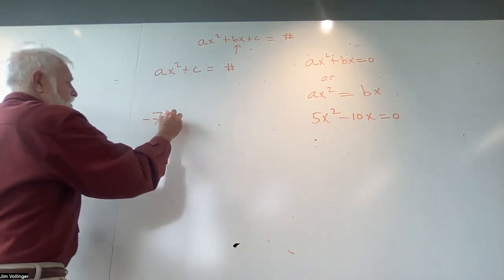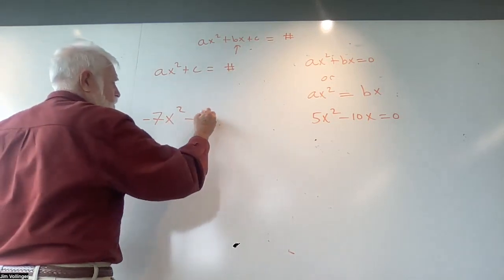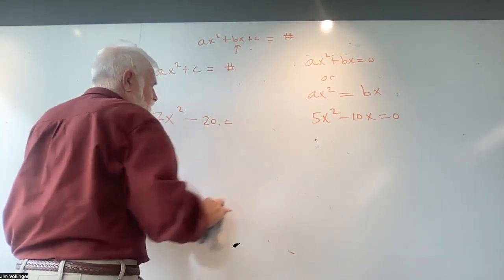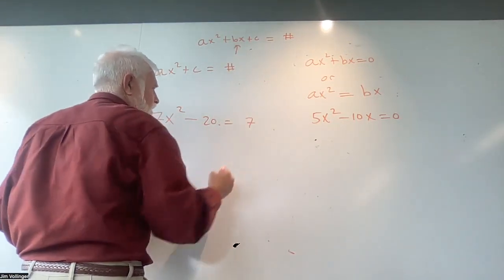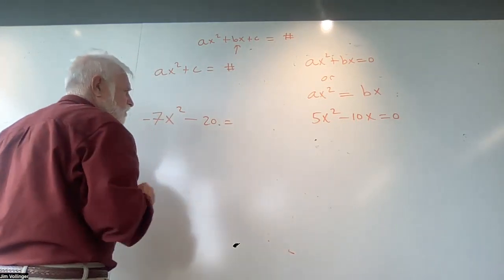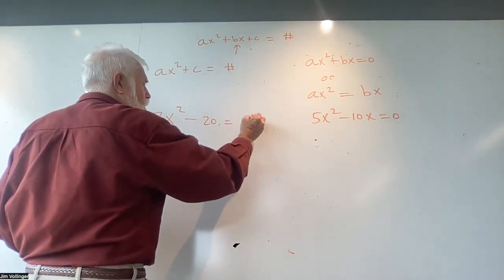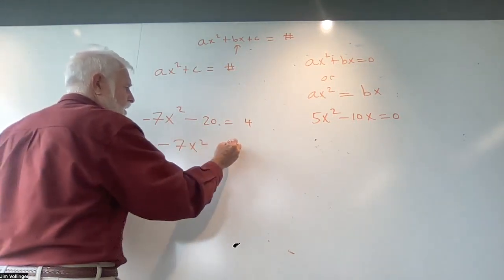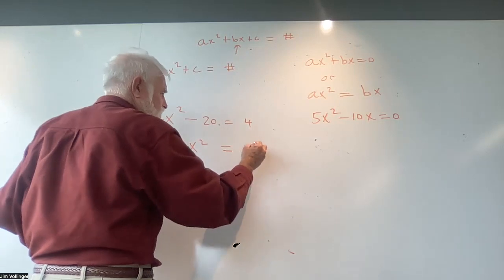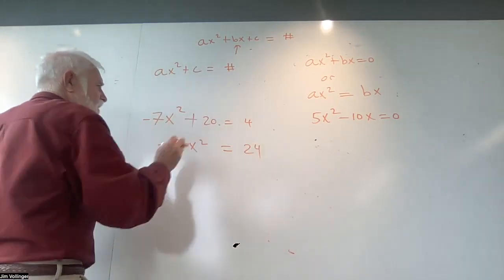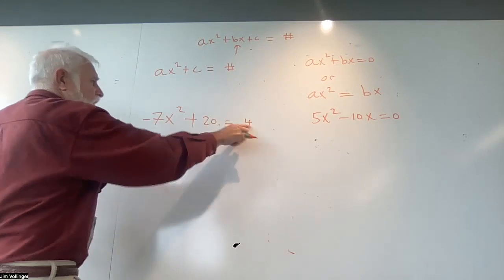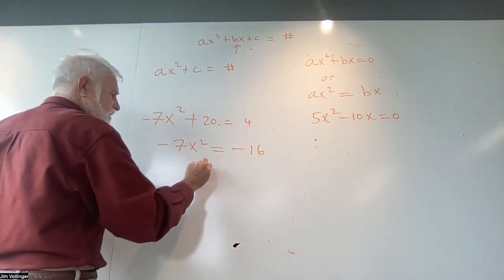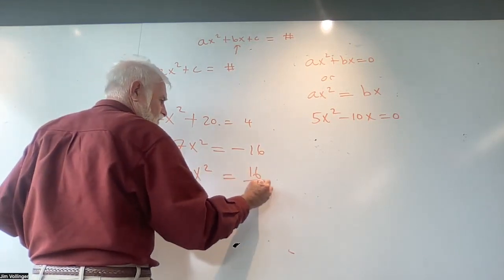Let's do minus 7x squared minus 20 equals 0. Let's solve it for something other than 0. Equals 7. I already used the number 7. I don't like using it twice. Equals 4. Okay, so what do we have? We have minus 7x squared equals, adding 20 to this is 24. I didn't want to do that, so let's make that a positive. Okay, so taking away 20 makes that negative 16. Dividing by a negative gets us x squared equals 16 over 7.